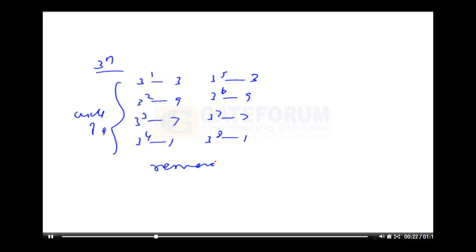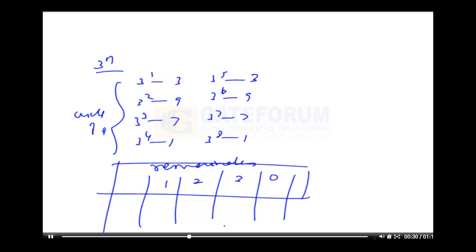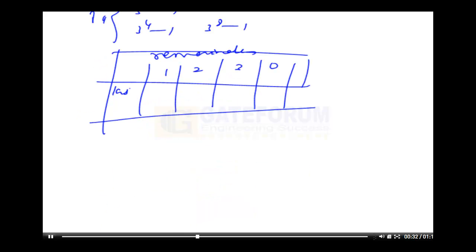We look at the remainders. 1, 2, 3, 0. Last digit. 3 power 1, 2, 3 and 0. So 3 power 666, 3 power 777, 3 power 888, 3 power 999. As before, we can cancel the hundredth digit.